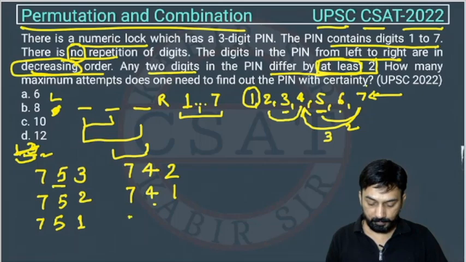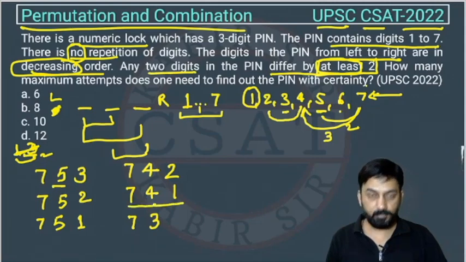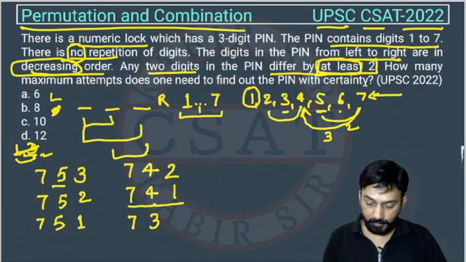With 7, can we take 3 here also? Because with 74 all possibilities we have considered, now 73. With 7 and 3, the next term will be 1, because the difference is 2 here.